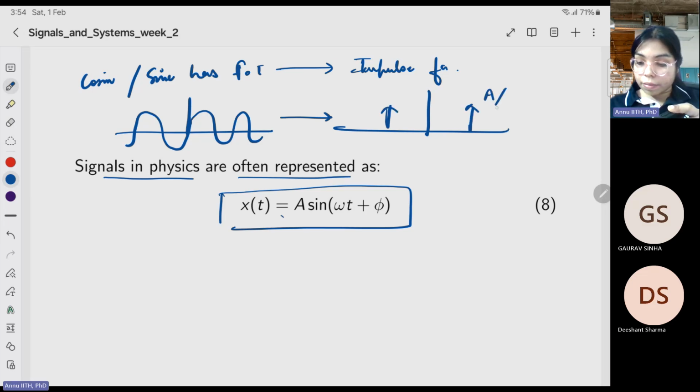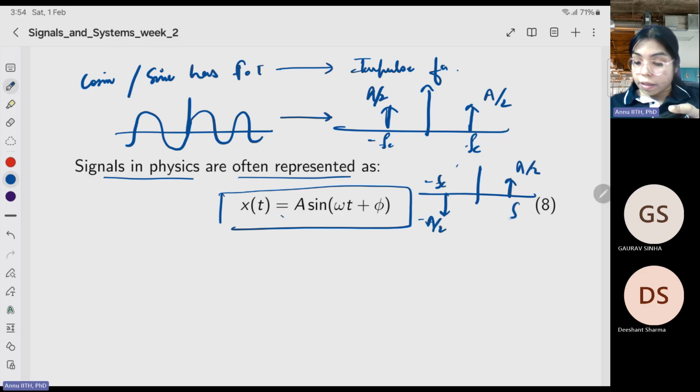For sine it is A by 2 at fc and minus A by 2 at minus fc, and for cosine it is A by 2 at minus fc and A by 2 at fc. So in the frequency domain, it takes only a single frequency, so the bandwidth it takes is very small. That's why we represent every physically acting signal with sine and cosine. In modulation, the crystal oscillator generates frequency in the form of sine or cosine, because in the frequency domain it has a single frequency.